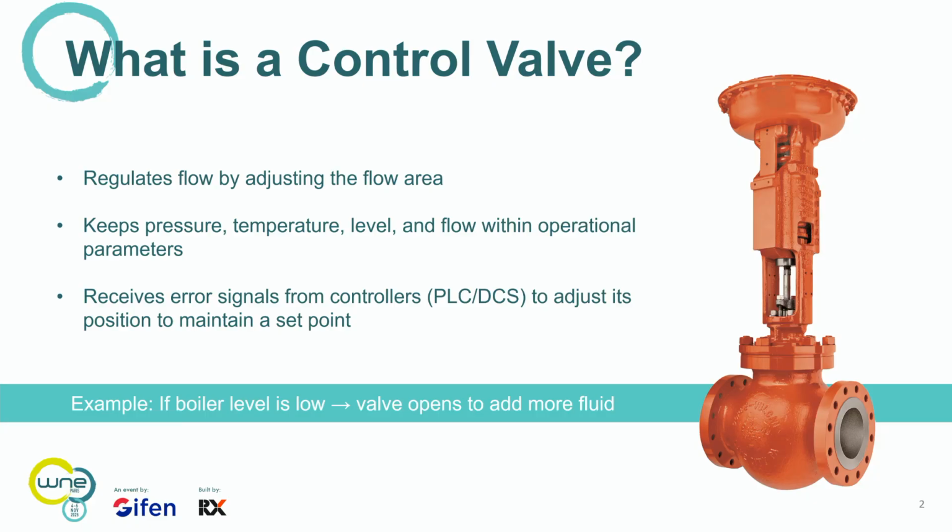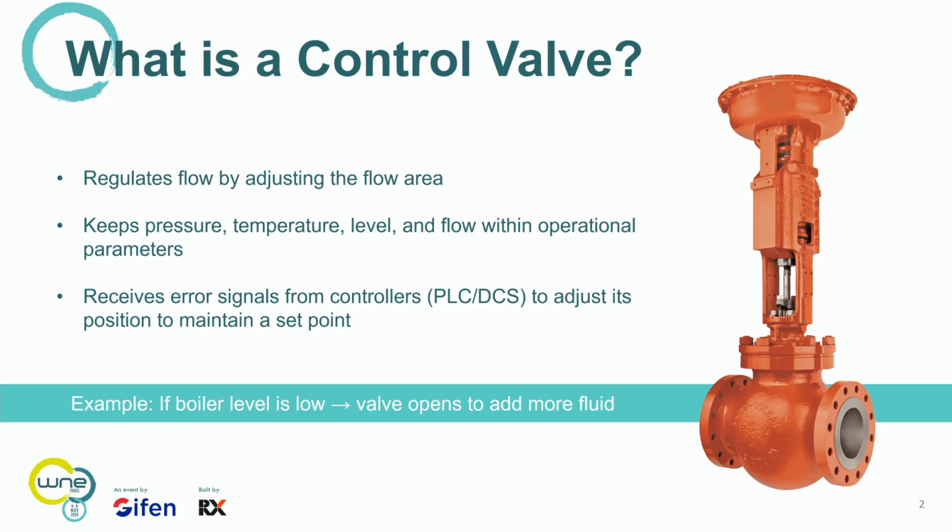And a valve basically does 3 things. It regulates the flow by adjusting the flow area. Basically, you have a mechanism going up and down, which controls how much fluid goes through the valve. And it keeps the pressure, the temperature, the level, the flow within operational parameters. So you want to keep it under control to a certain level. Basically, the control valve is going to do that for you.